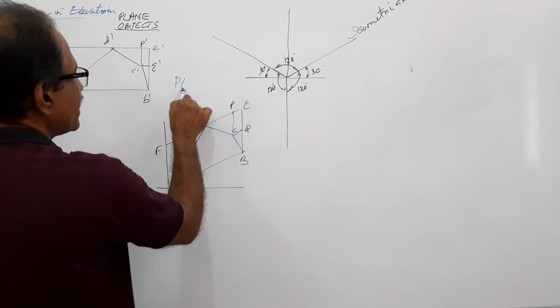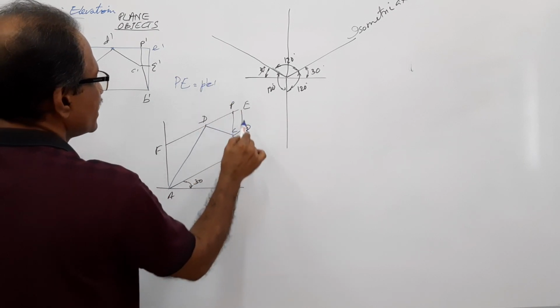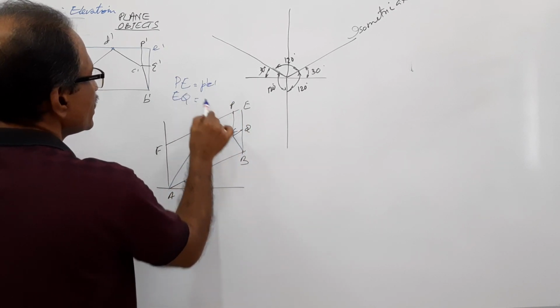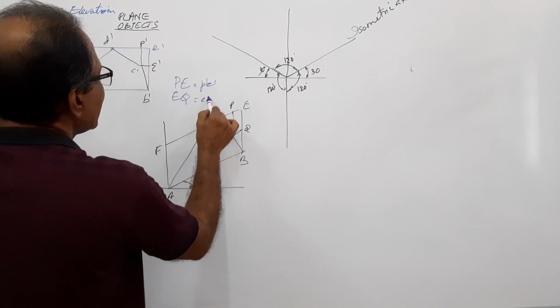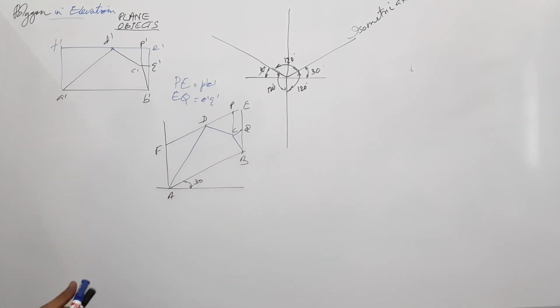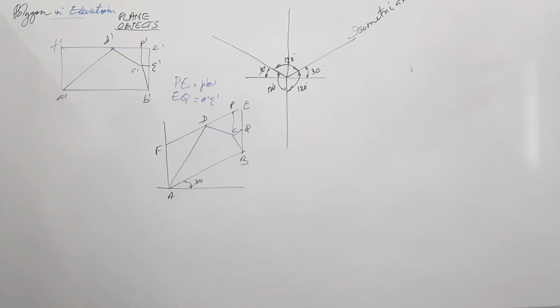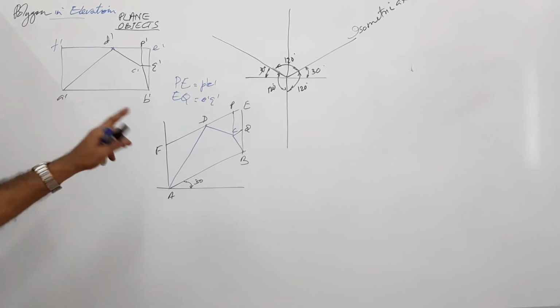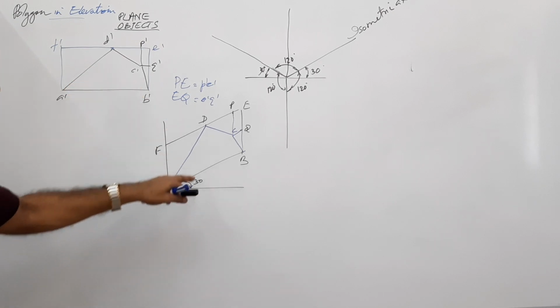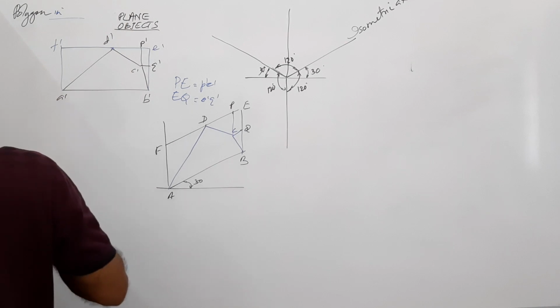PE equals capital PE. This PE is equal to what? P dash E dash. This EQ is equal to E dash Q dash. That's the basic dimension with which we draw this. So this is a polygon in elevation. And this is a polygon in elevation. This is its iso-view. Next we will draw a polygon in plan.